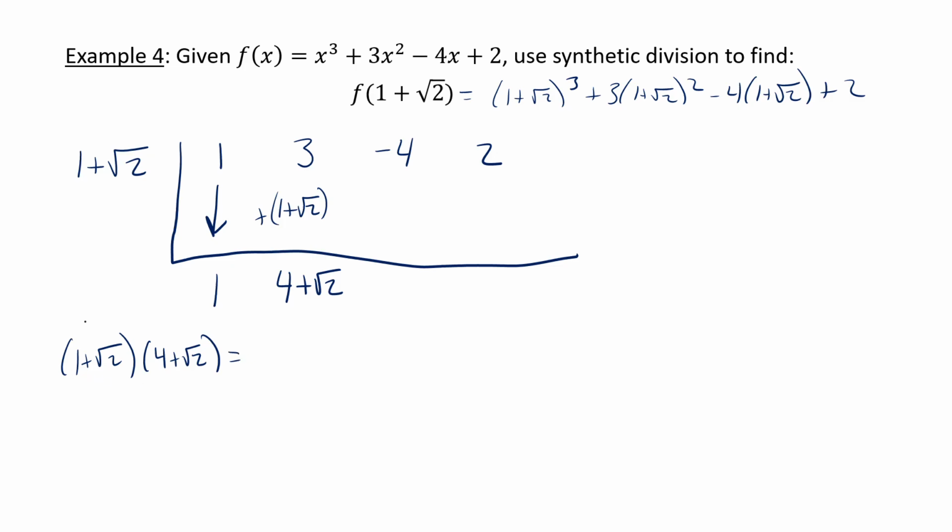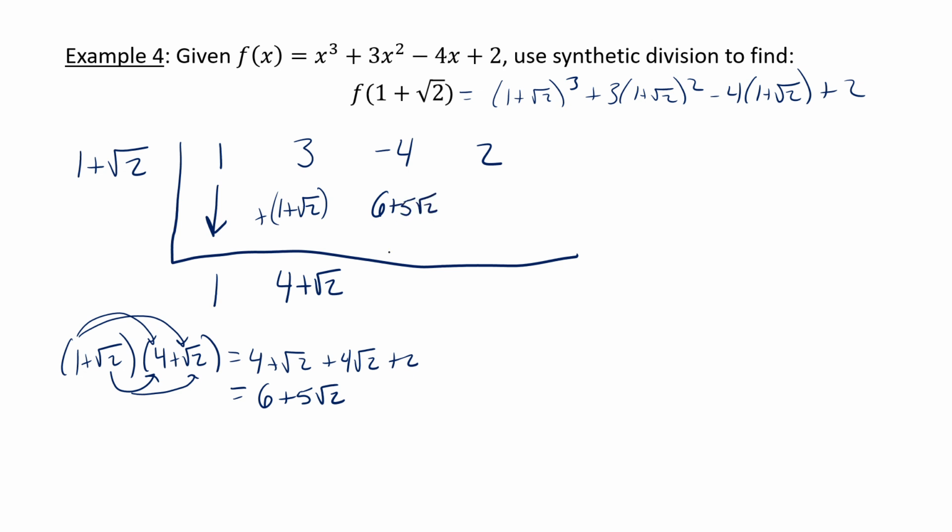1 plus the square root of 2 times 4 plus the square root of 2. Well, 1 times 4 is 4. 1 times the square root of 2 is the square root of 2. Square root of 2 times 4 is 4 square root 2. And the square root of 2 times the square root of 2 is 2. If I simplify that, it simplifies down into 6 plus 5 square root 2. So that's what needs to go here.